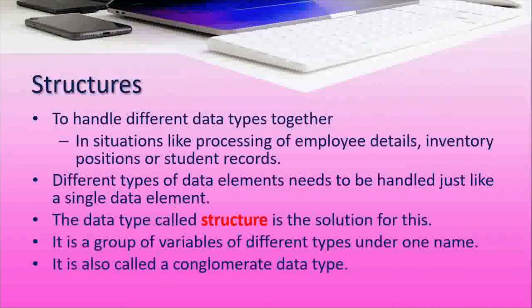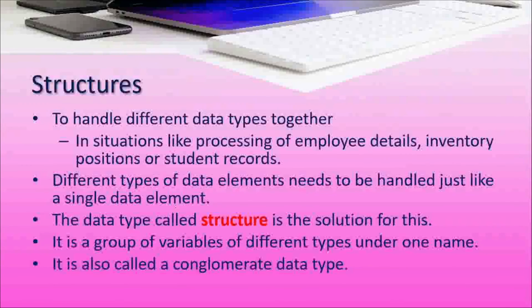Then the salary will be a floating point value, and if you want to store the date of birth or the date of joining, it should have three different data elements: the date, the month and the year. The date and the year can be integer types, and the month can be represented as an integer, or as a string or character array. Another such situation is inventory positions or student records, etc.